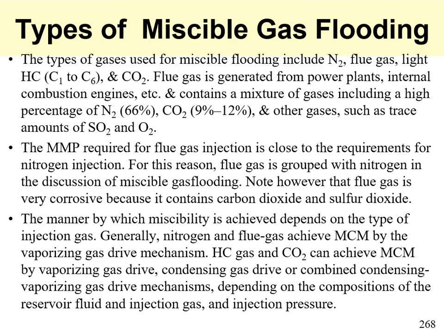So for nitrogen and flue gases, miscibility is achieved using the vaporizing gas drive mechanism, while for hydrocarbon gas and carbon dioxide, multiple contact miscibility is basically through the vaporizing gas drive, condensing gas drive, or combined gas drive mechanism, depending, of course, on the composition of the reservoir fluid and then the injected fluid.